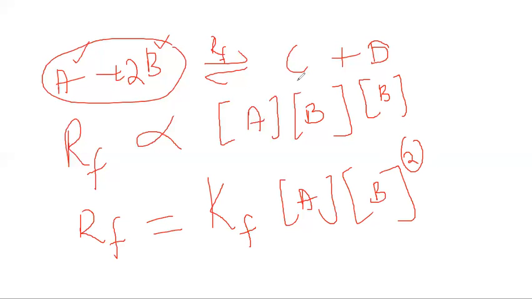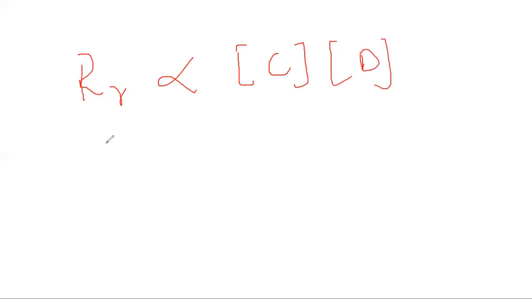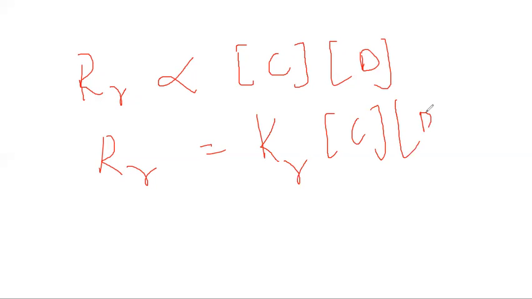Next, if C plus D are moving back towards the reactants, then you have to write the rate of the backward reaction, or you can say the reverse reaction. The rate of the backward reaction is basically the reverse. So the rate of the reverse reaction is directly proportional to the concentration of the species. The concentration of the species you have to write in a square bracket, C and D. Remove this proportionality sign, so you have to write the rate of the reverse reaction is equal to the equilibrium constant for the reverse reaction times the concentration of the species in square brackets.